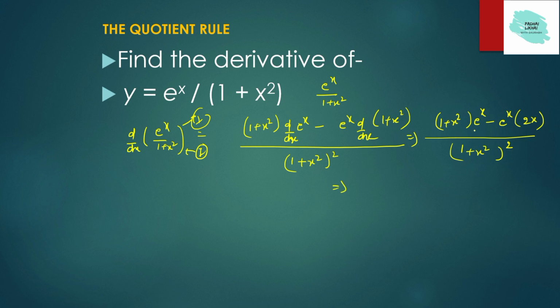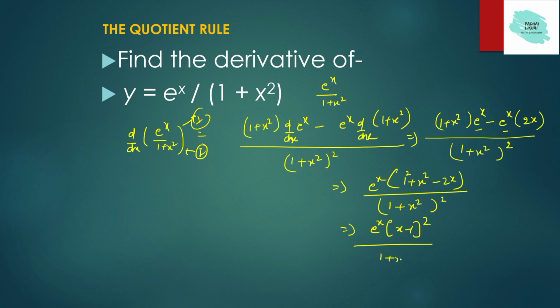Further, e to the power x will be common out from this place and this place. So it will return 1 plus x square minus 2x, whole upon 1 plus x square whole square. Further, observe that this is a square plus b square minus 2ab, so e to the power x times a minus b whole square, meaning x minus 1 whole square, whole upon 1 plus x square whole square. So this is how you have to differentiate. Okay, so try similar types of examples.